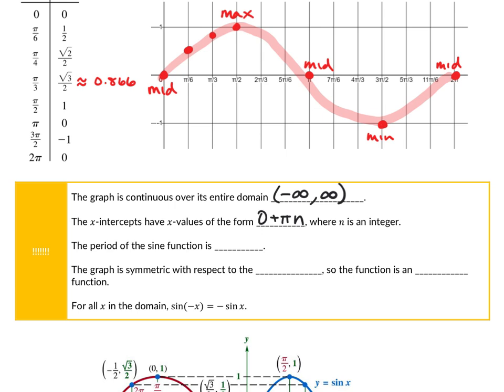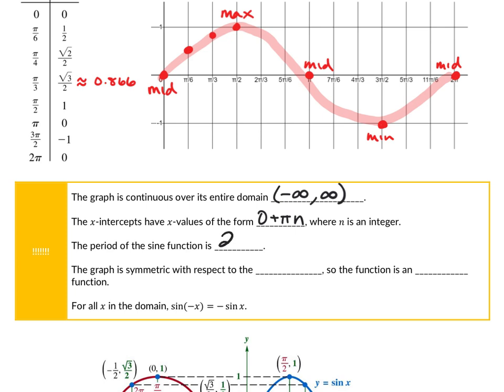So what goes in n? Any integer. So you could put like 5. So 0 plus 5 times pi would just be 5 pi. At 5 pi, you would find another x-intercept. Like if I zoomed this graph out, at pi, 2 pi, 3 pi, 4 pi, 5 pi, 6 pi, every repeat of that, there will be an x-intercept because it'll repeat over and over again.